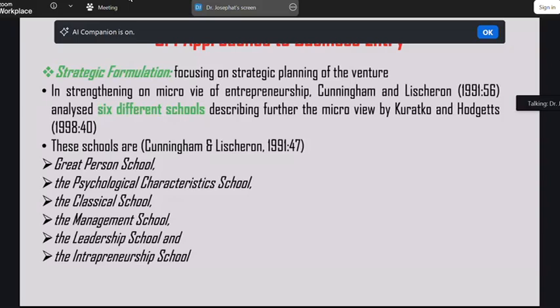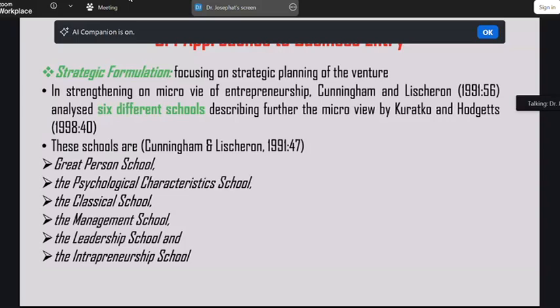So the third one, under micro, we talk about strategic formulation. This focuses on strategic planning of the venture. Na hii mara nyingi inaongelewa sana kwamba failure to plan is planning to fail. So na wajasiriamali wengi wadogo, hii inakuwa ni changamoto kubwa sana. Wengi katika mipango yao wanashindwa kupanga. It is strengthening on the micro through entrepreneurship.